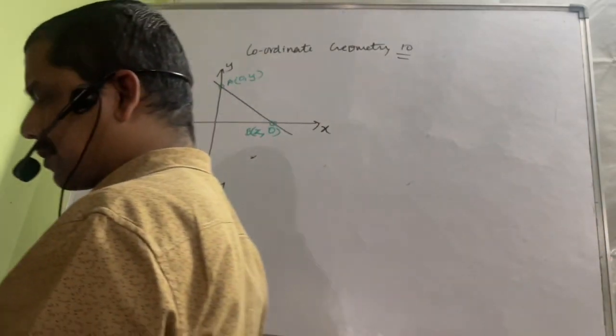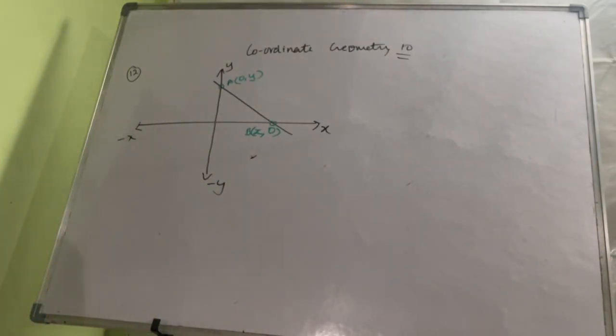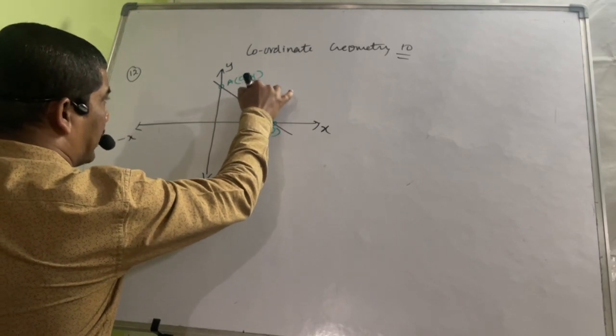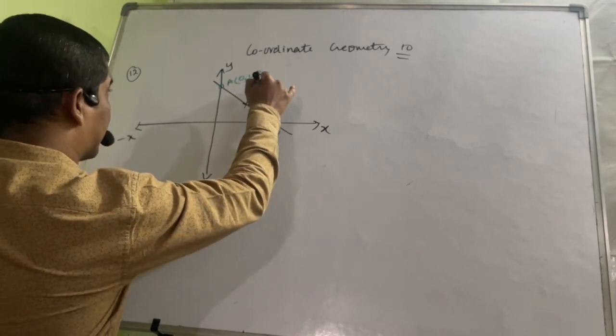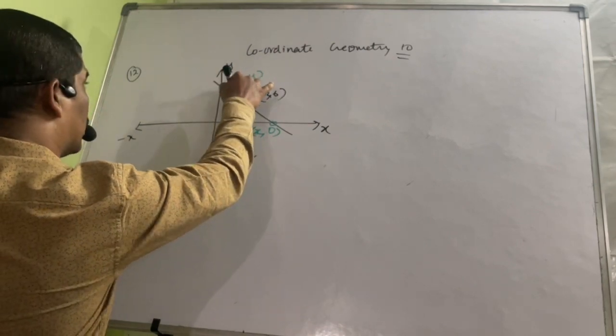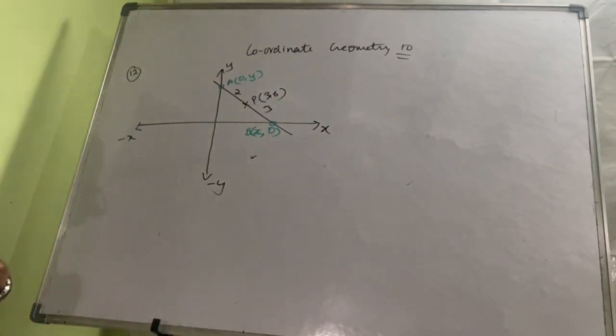Next, if point 3, 6 divides AB in the ratio of 2:3. So there is one point P. Its value is 3, 6. It is dividing this line in the ratio of 2:3. So getting the idea? So what have been given?